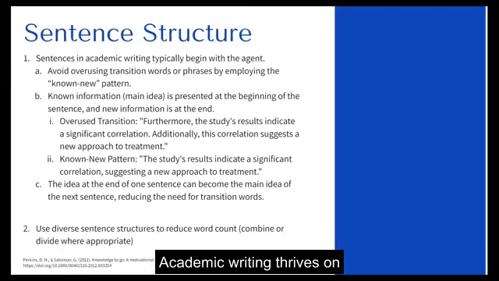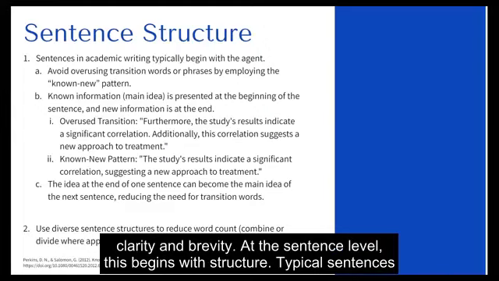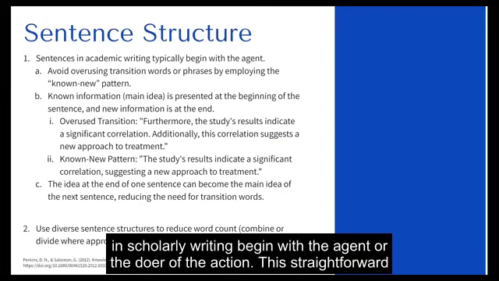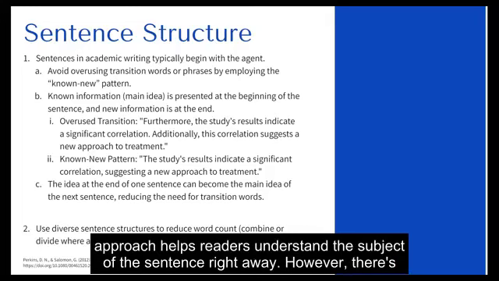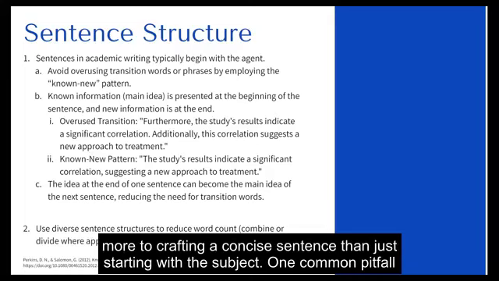Academic writing thrives on clarity and brevity. At the sentence level, this begins with structure. Typical sentences in scholarly writing begin with the agent or the doer of the action. This straightforward approach helps readers understand the subject of the sentence right away. However, there's more to crafting a concise sentence than just starting with the subject.